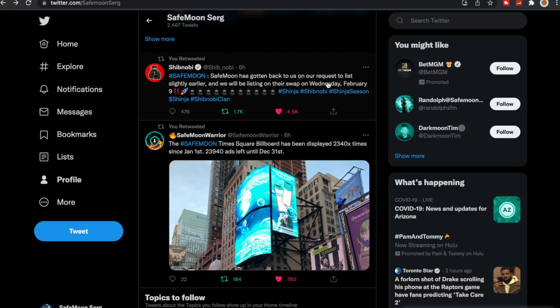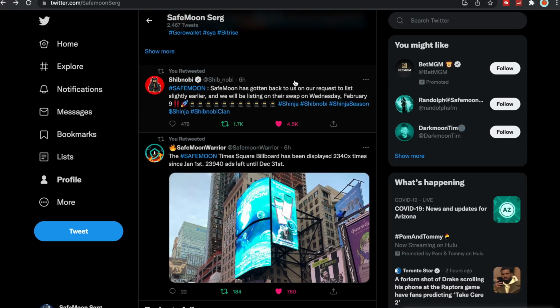I believe they're a great project, but that's just me. I don't have any investment in Shibnobi, but once they're on the Safemoon swap, believe it, they got my support, and I will probably get me some. So just putting that out there, it's great to see a lot of these projects coming on the Safemoon swap.